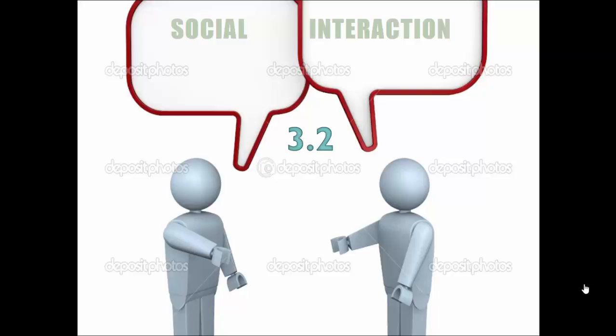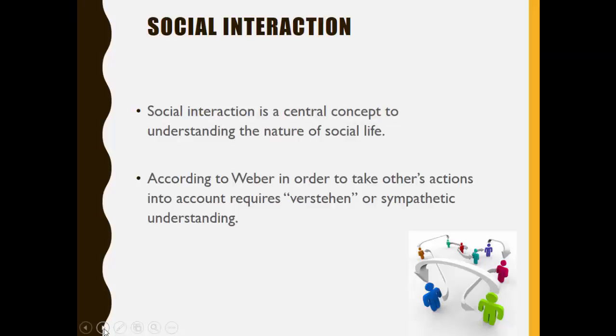All right, in 3.2, we are taking a look at how social interactions are impacted and connected to statuses and roles. So, first thing, we need to talk about social interactions. Central concept to understanding the nature of social life. Max Weber, who we've learned about in Outcome 1, stated that in order to take one's actions into account requires that we use verstehen, also a vocab from Outcome 1, which means a sympathetic understanding.